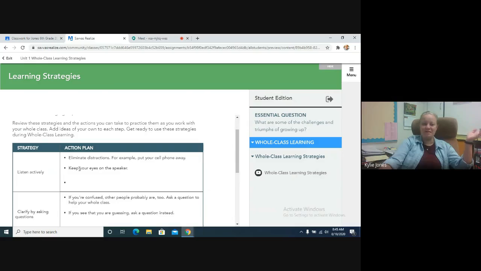Which is another thing, to keep your eyes on the speaker. When you're having a conversation with someone and you're not looking at them, it seems like you're not listening to them. So those are 2 things that you can do to make it so that you're actively listening to someone. And we need to add a 3rd thing. So this is where you guys come in.